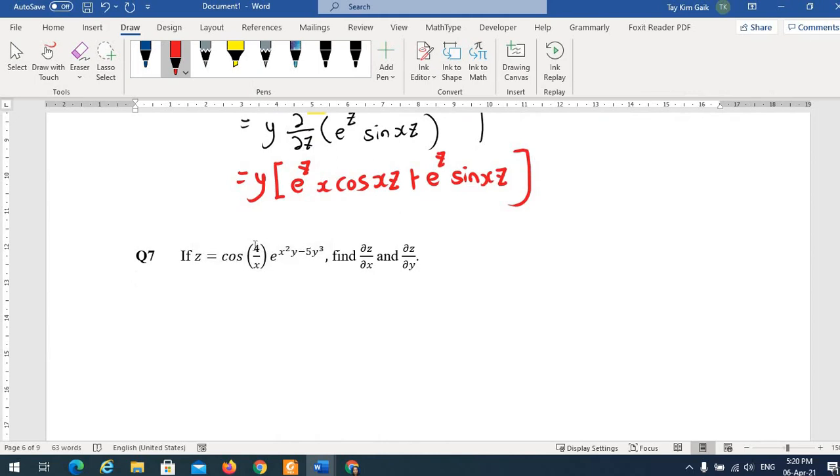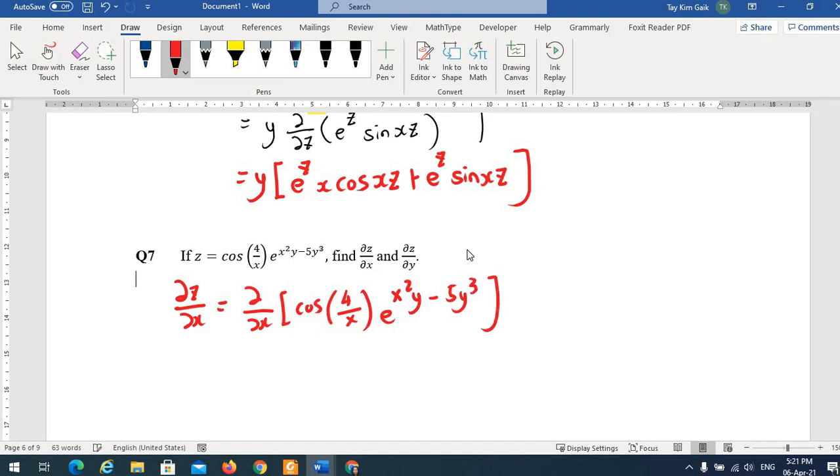If z equals cos 4 over x multiplied by exponent x squared y minus 5y cubed, find del z del x and del z del y. So you want del z del x, so you del x cos 4 over x times exponent. This one, apply the product rule, where u is cos 4 over x and v is exponent x squared y minus 5y cubed. So we want del x, so this will be del u del x.